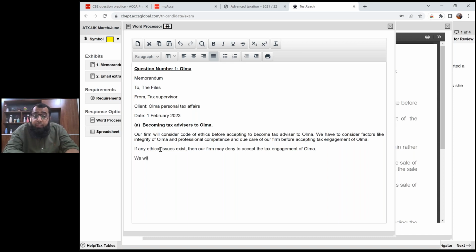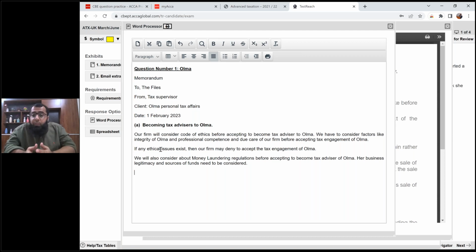We will also consider money laundering regulations before accepting to become tax advisor of Alma. Her business legitimacy and sources of funds need to be considered.